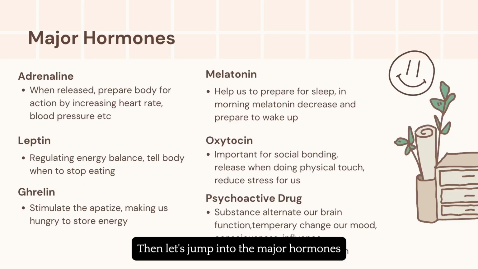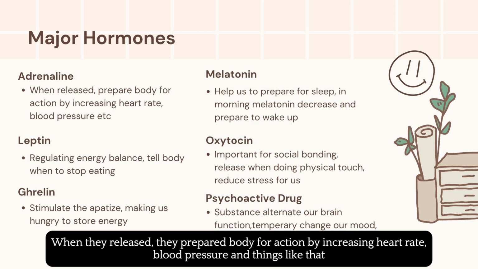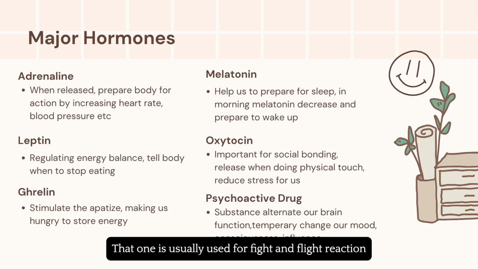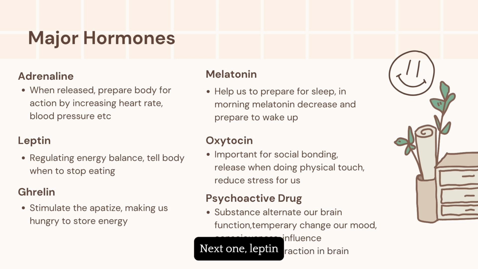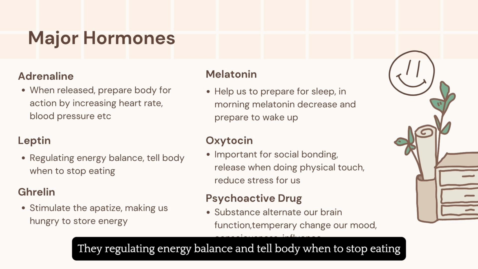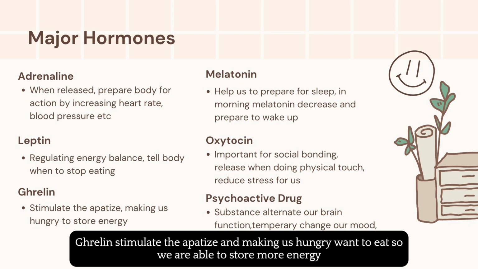Then let's jump into the major hormones. The first one is adrenaline. When it is released, it prepares the body for action by increasing the heart rate and blood pressure and so on. That one is usually used for the fight or flight reaction. Next one, leptin. It regulates energy balance. It tells the body when to stop eating. Ghrelin stimulates your appetite, making us hungry and want to eat. Also, we are able to store more energy.